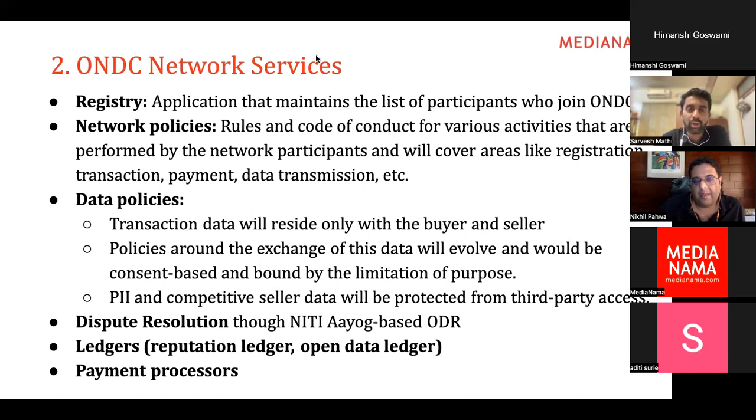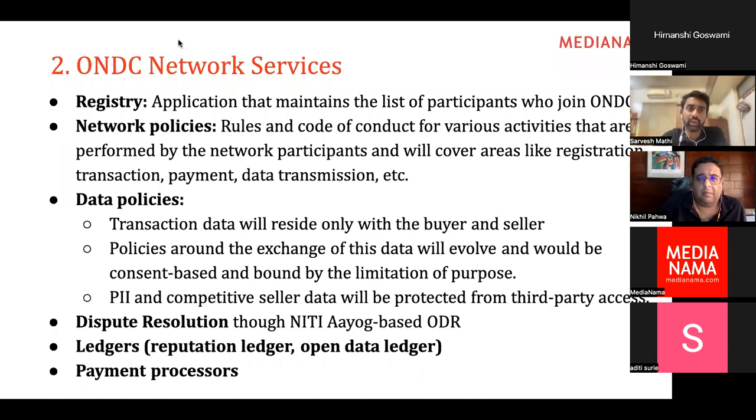The second block of the ONDC is the network services. This consists of a registry, which maintains a list of the participants, the seller side and buyer side apps. It also has the network policies, which is basically the rules and code of conduct about how different apps should behave. So how should they carry out registration of users? How should they carry out transactions, the payment? How should they handle data? And what criteria should they look at before products listed by a seller are shown? So the network policy is basically the rule book for the entire ONDC.